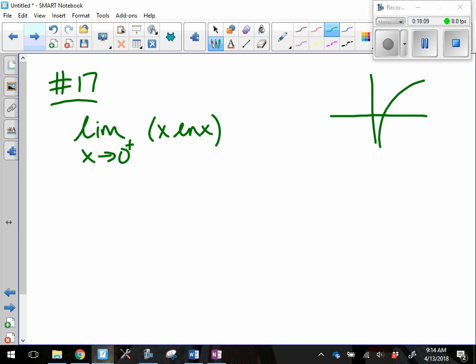Okay, so I think we're supposed to do something graphically first, but I think we're just going to solve it regularly. So what's the first thing you do when you come to a limit? Plug it in. So if you plug in, what do you get?